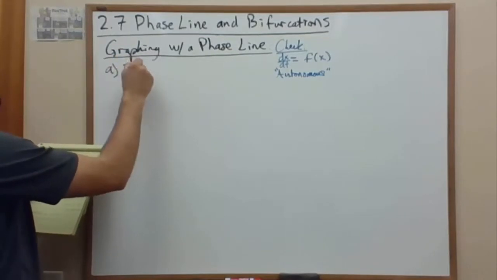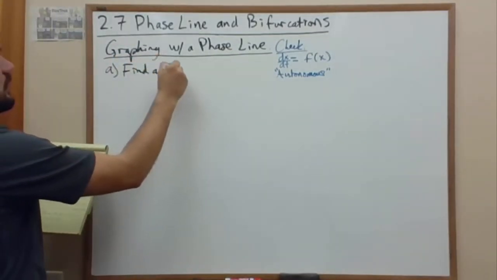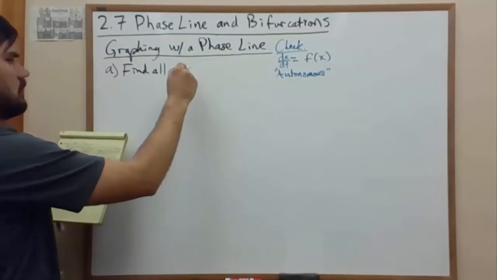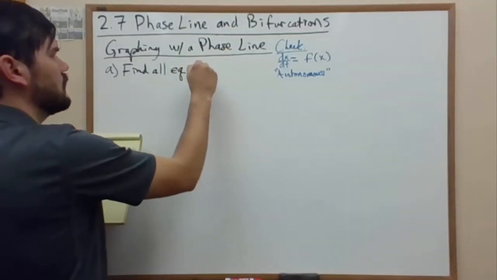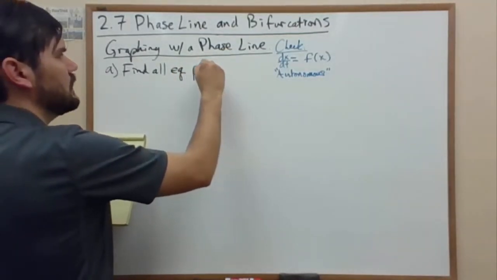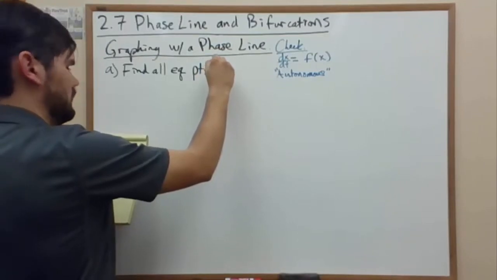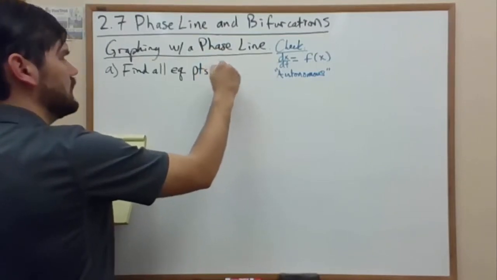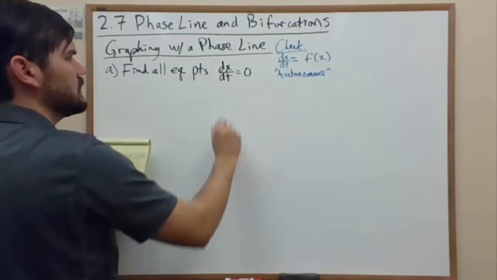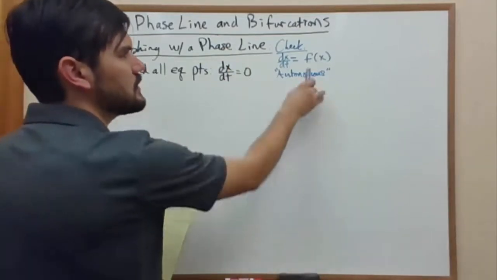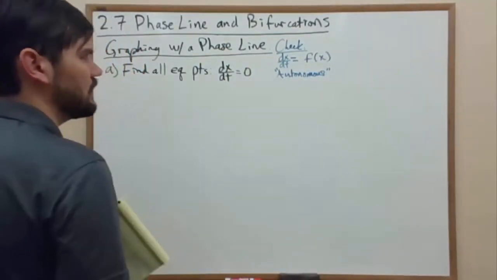Okay, so once we've checked that we can do this, we first find all equilibrium points by setting dx/dt equal to 0. We essentially find all the roots of our slope function, f of x.